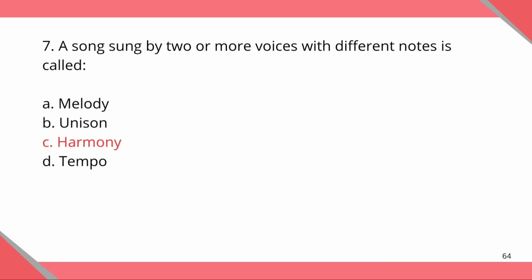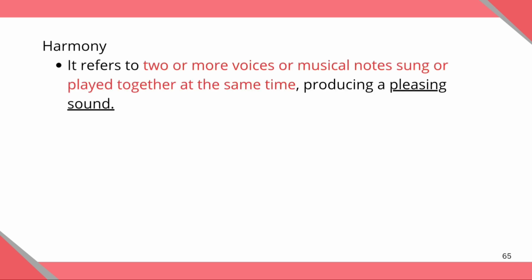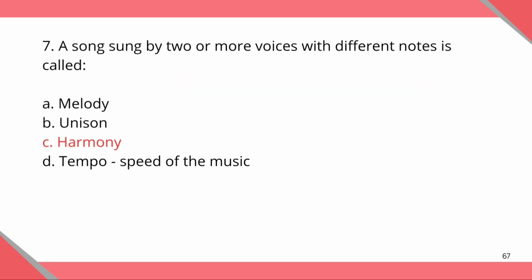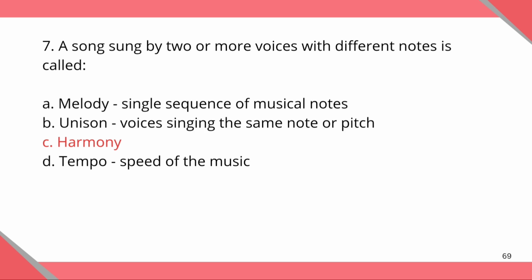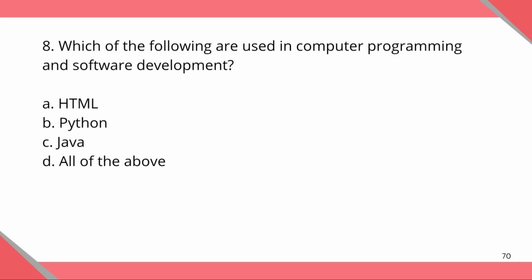The correct answer is letter C. Harmony. It refers to two or more voices or musical notes sung or played together at the same time, producing a pleasing sound. While the option D, tempo, is the speed of the music. The option A, melody, is a single sequence of musical notes, and lastly the option B, unison, is voices singing the same note or pitch.